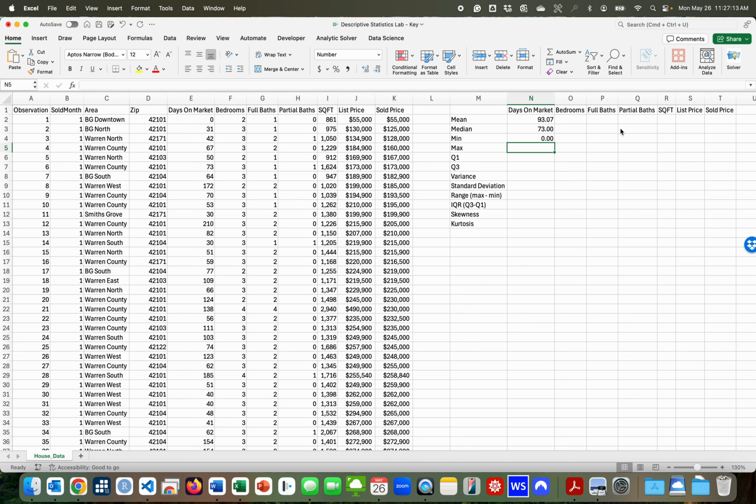If you had a negative number, we would need to go back and look at the data and see what's going on. The maximum equals max, E colon E.